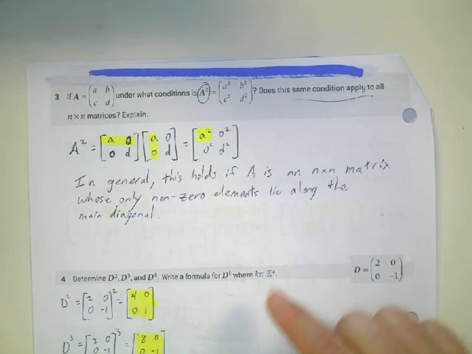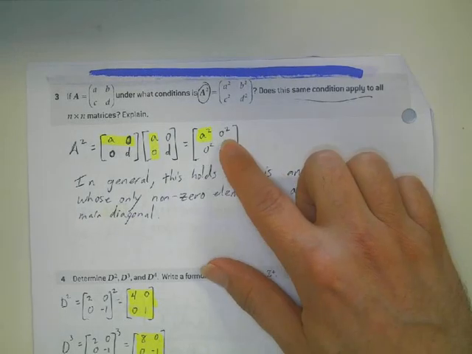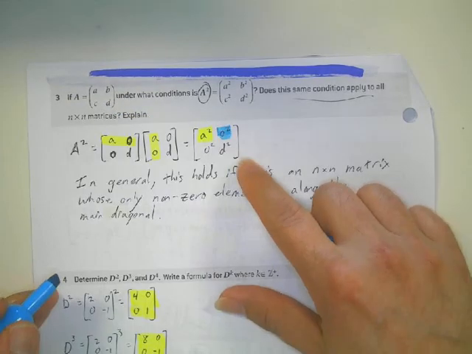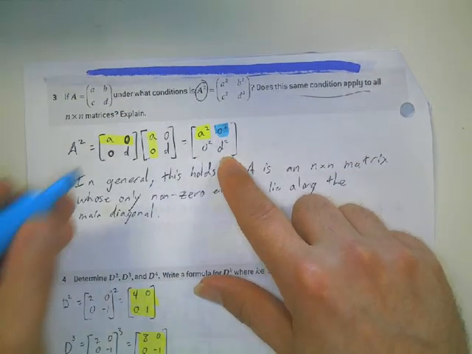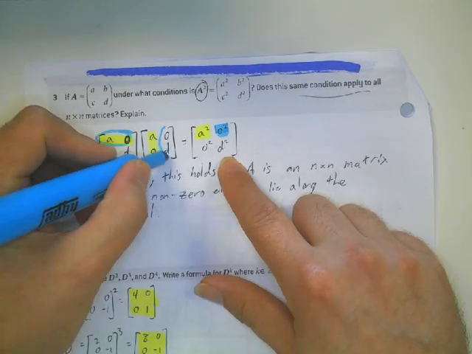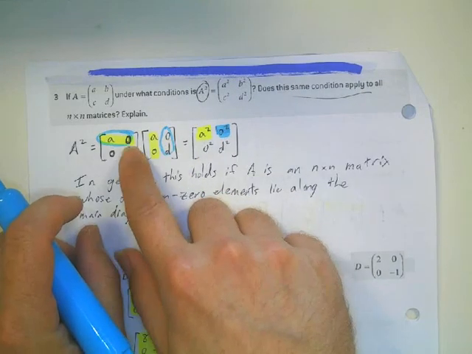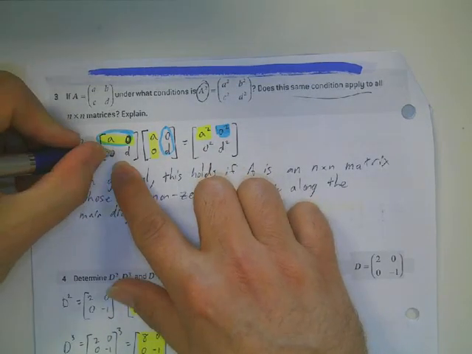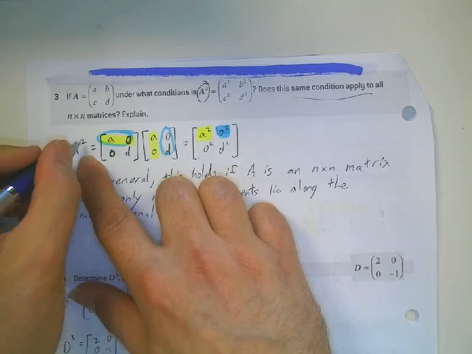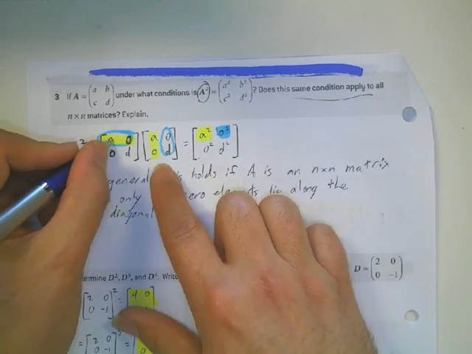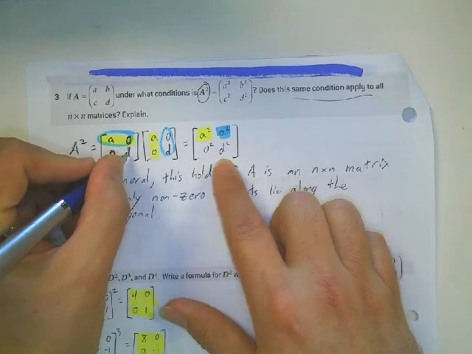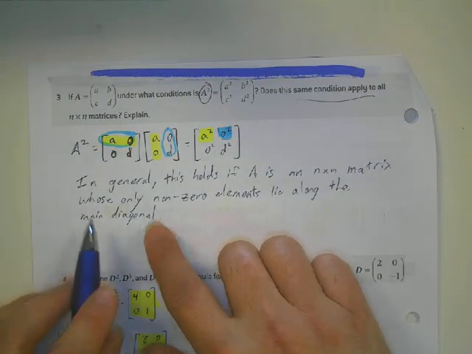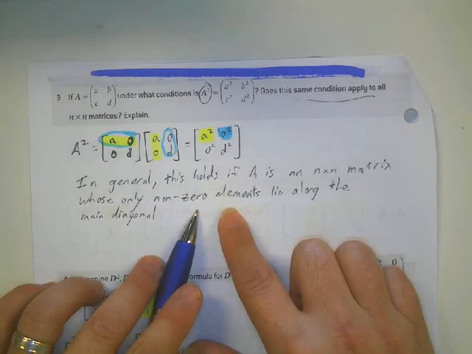Okay. For this one here, first row, second column, it is a times 0, and then 0 times d is going to give me that. So whenever you have zeros here and here, when I square it, it's going to be simply this value squared and this value here squared. Okay. So the only non-zero elements lie on the main diagonal.